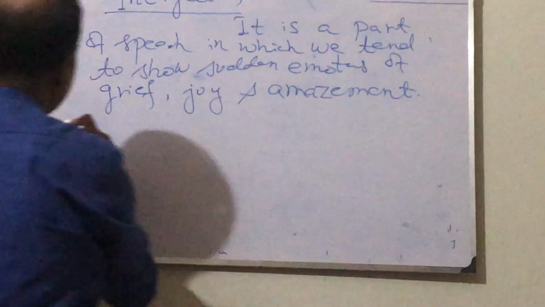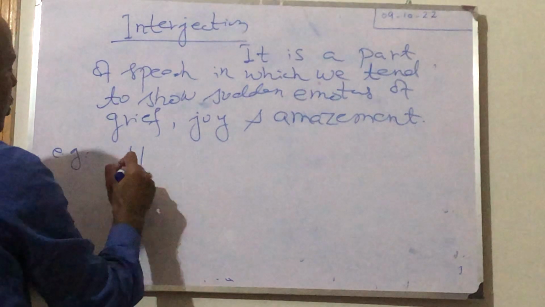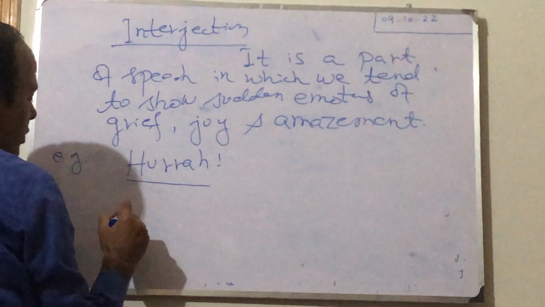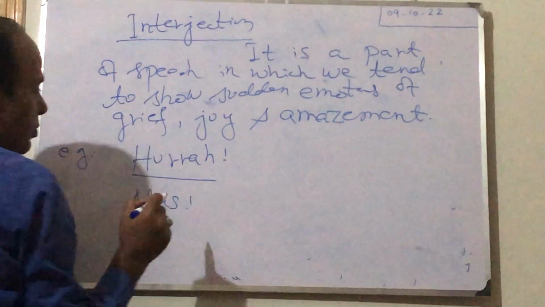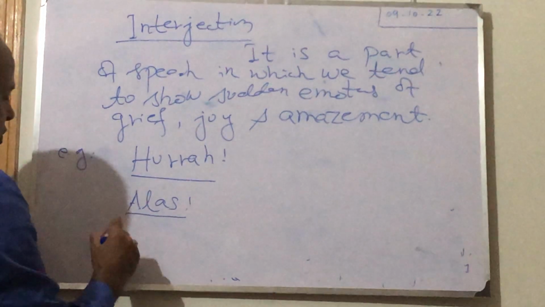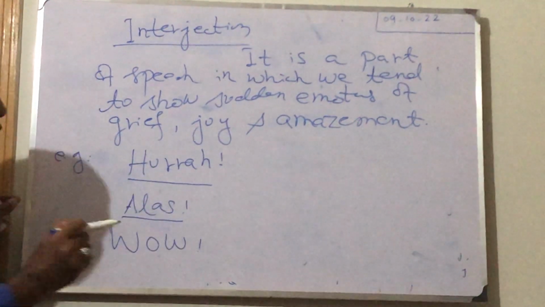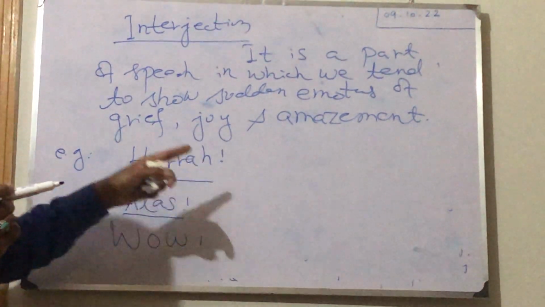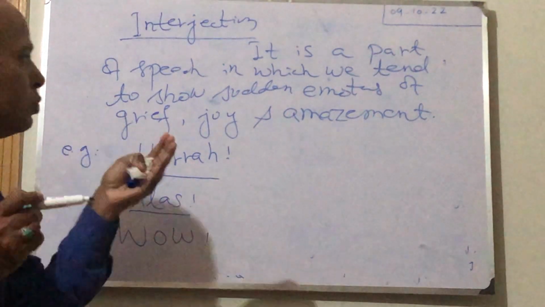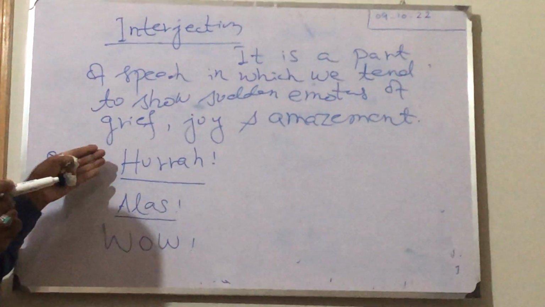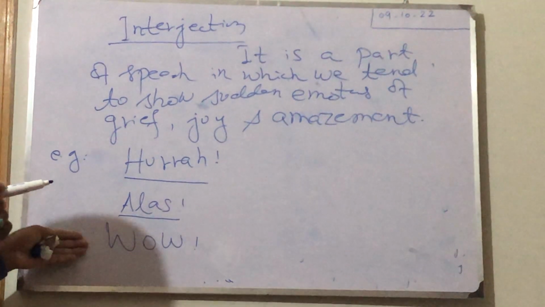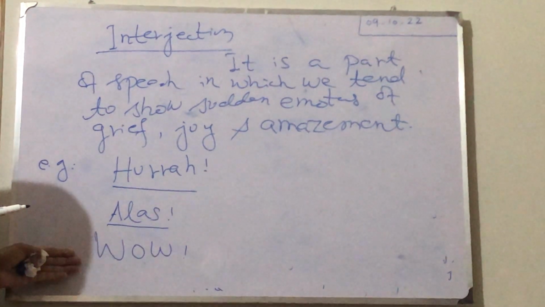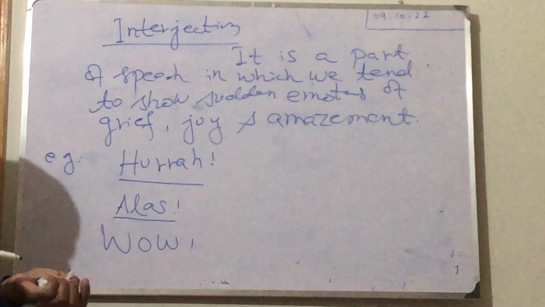Alright? Here, just like sometimes we use the word like hurrah, we have won the match. That hurrah happens to be an interjection. Sometimes we use the word like alas, I am ruined, so it shows grief. Sometimes we tend to use the word wow, what a beautiful picture it is. So that is actually showing amazement. So for interjection, we tend to use sudden words which show our emotions of happiness, grief, and amazement. For happiness and joy, we tend to use hurrah. For grief, we use alas. And for amazement, we tend to use wow. So these are the interjections.